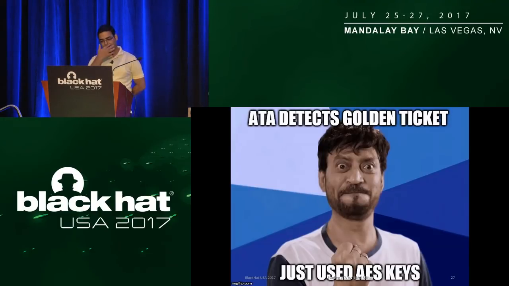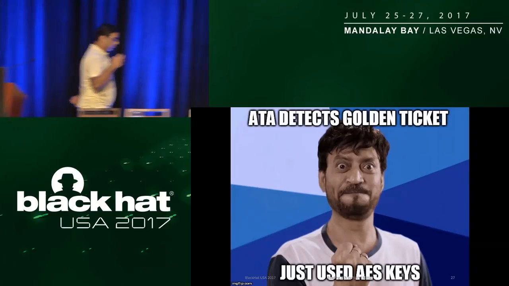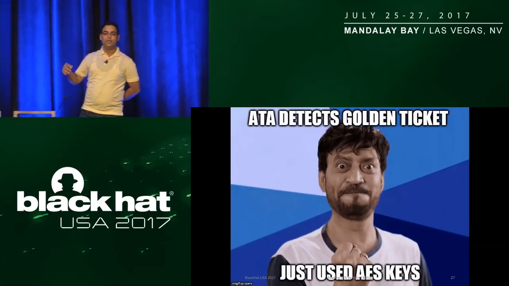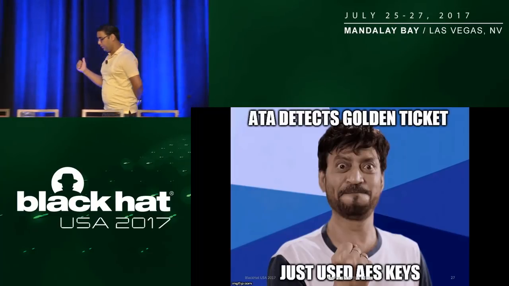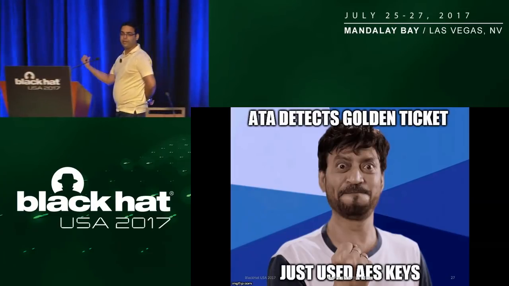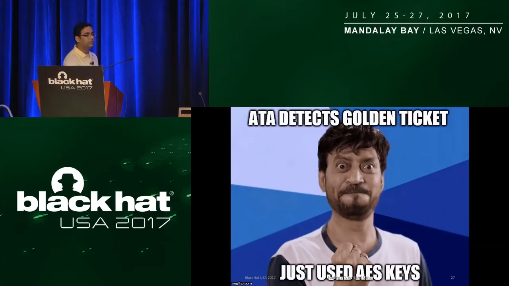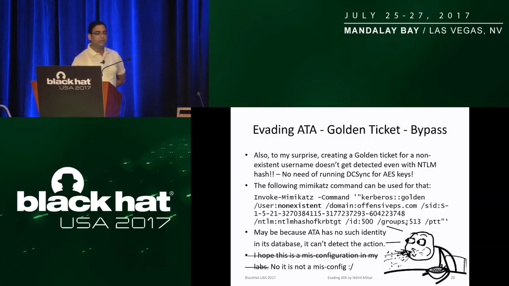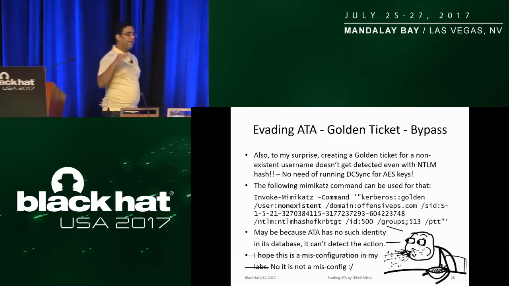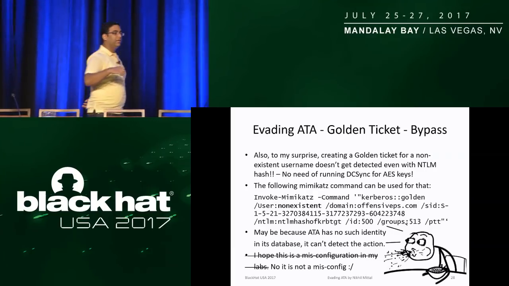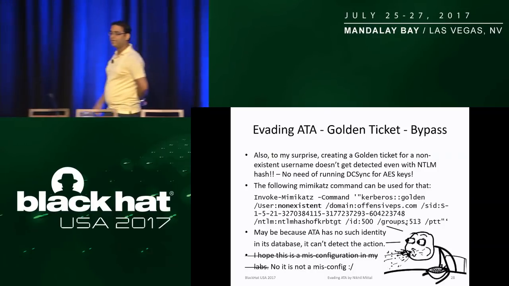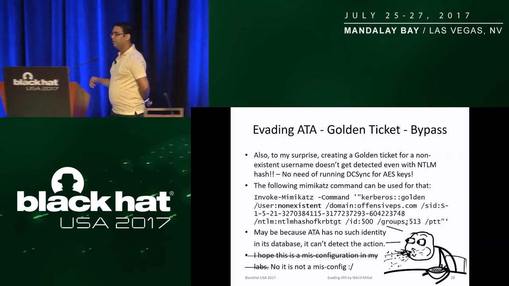So once again, ATA detects golden ticket, use AES keys. I was quite happy with it, I would like to say this, and I have a slide for that. I worked with the ATA team. It was fantastic. Up to this time it was very good with ATA, and I was respecting whatever it was doing. But for some strange reason, this happened. If you create a golden ticket with NTLM hash, but you use a username that is not in the domain, you make something up, that doesn't get detected. And that is something which is really bad.